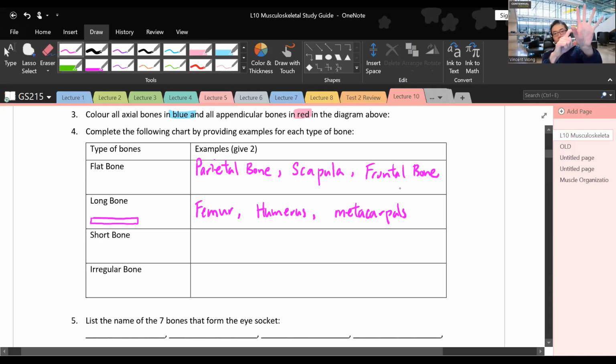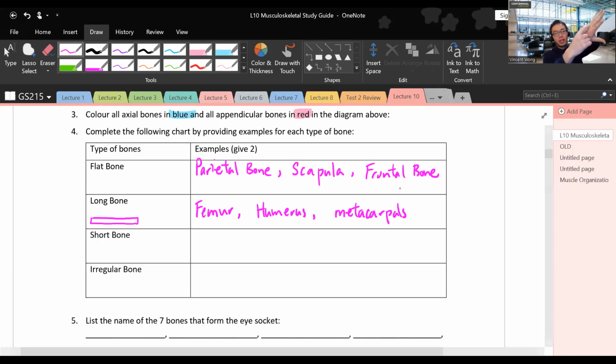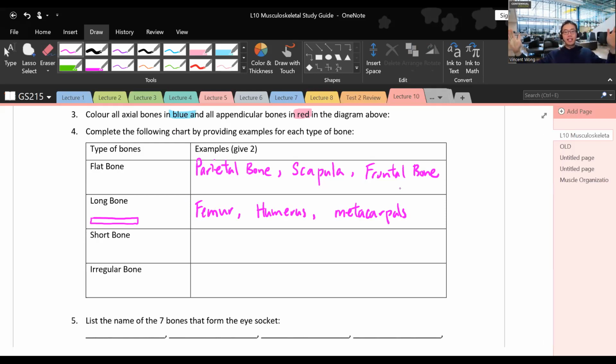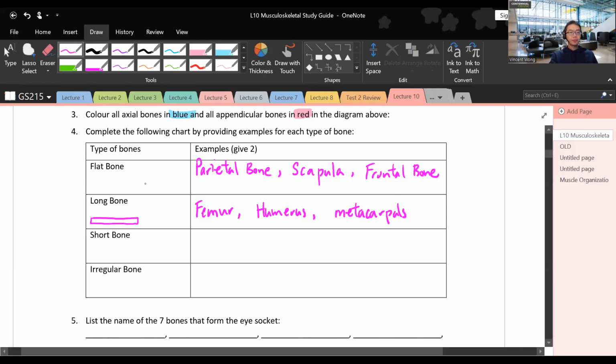These ones, the ones in the hand, right? Like these ones, those are also long bone. Long doesn't necessarily have to be this long. Long, by definition, is just rectangular in shape. Okay. Short bone would be more like square in shape, cubes in shape.